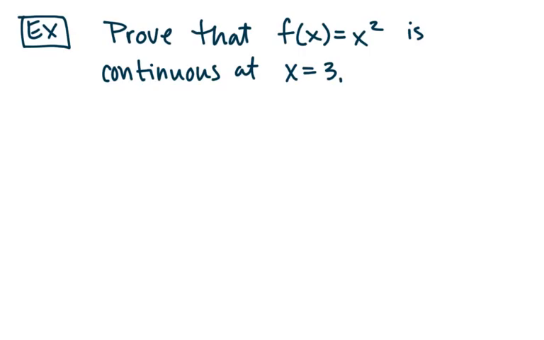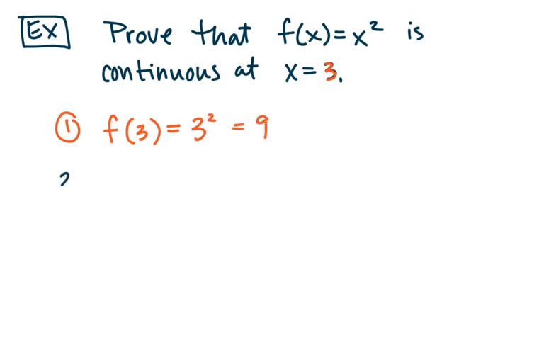So let's look at an example. For this example, we're going to prove that the function f of x equals x squared is continuous at the value x equals 3. So we do three things. The first thing we do is we evaluate the function at x equals 3. F of 3 is 3 squared, or 9.